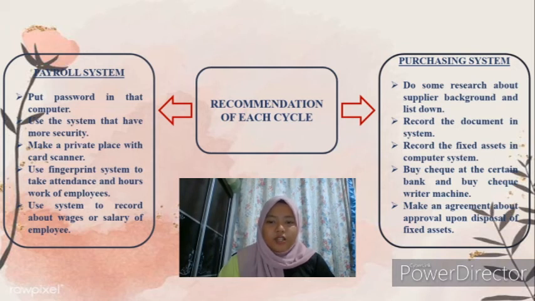Fourth is buy checks from a certain bank and buy a check writer machine. From that, the expenses of the company can increase, but we can avoid the bad writing of staff when they write the check. It is better when the company buys the checks from a certain bank because sometimes the check from the company was not accepted by the bank. Expenses increase slightly but we can avoid big losses because of bad writing when writing the check.